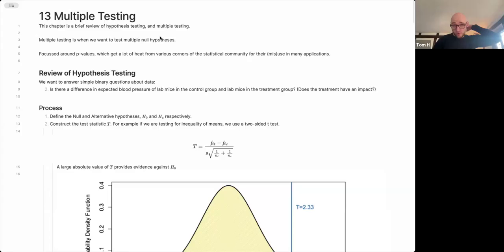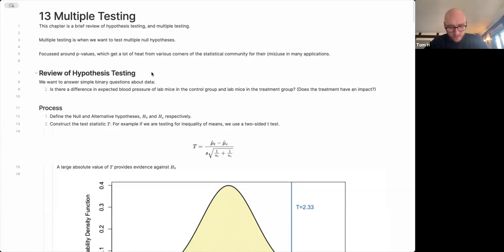The chapter does a very brief review of hypothesis testing, doesn't really go into the hows or the whys, but does a quick overview and then jumps straight into multiple testing, which is when you're doing many hypothesis tests and you don't want to make too many type 1 errors.